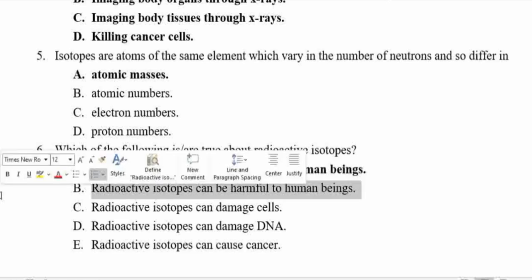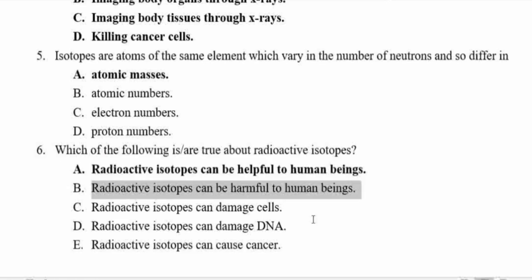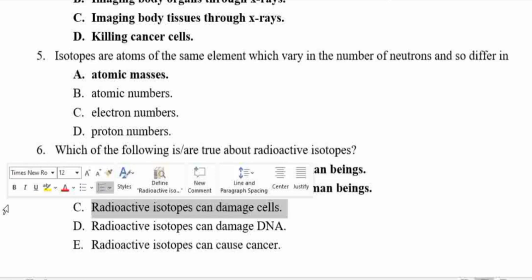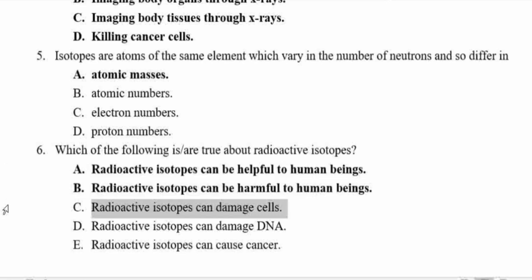Again, the option B is saying that radioactive isotopes can be harmful to human beings. Yes, I just indicated that at a certain level they can be carcinogenic. They can cause cancer in human beings. Then the option C is saying that radioactive isotopes can damage cells. Yeah, of course, if they can cause cancer, for example, it means they can cause harm, damage to cells. So yes, they can damage cells.